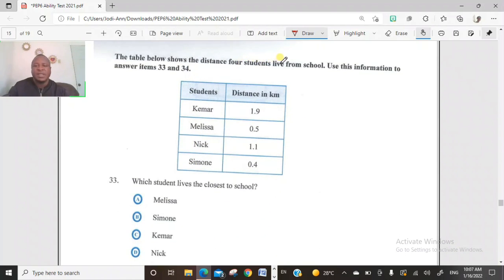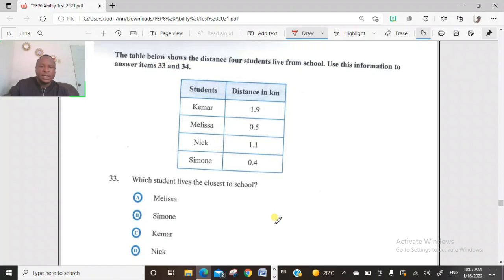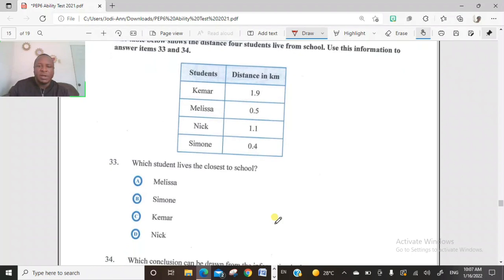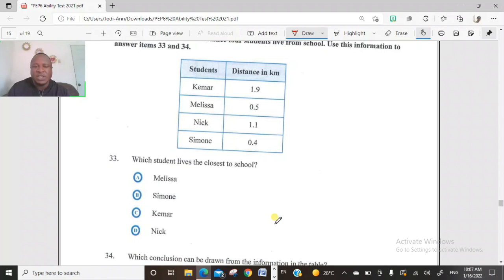The table below shows the distance 4 students live from school. Use this information to answer items 33 and 34. All right. Now we have Kemar, 1.9 kilometers distance traveled to go to school. All right, Melissa 0.5 kilometers, Nick 1.1, and Simone 0.4. It says which student lives the closest to school.